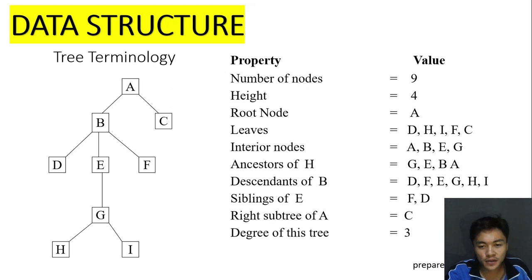And the internal nodes are A, B, E, and G. And the ancestors of H are G, E, B, and A. And the descendants of B are D, F, E, G, H, and I. And the siblings of E are F and D. And the right subtree of A is C. And the overall degree of this tree is 3.